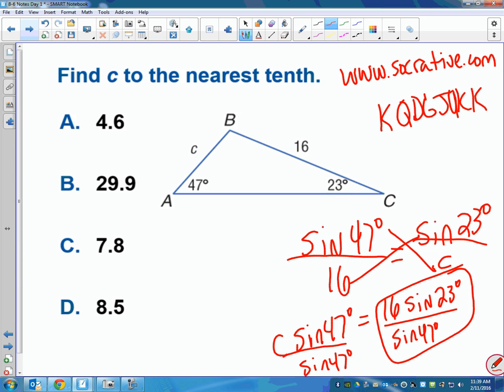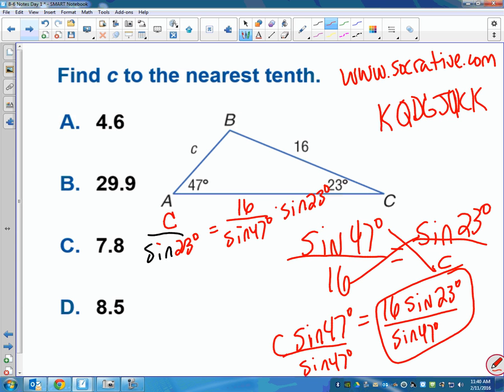And it all depends on how you want to set it up. Just to kind of show you, whenever I'm looking for a side, I always flip it over. So on my paper, I wrote C over sine of 23, so I put the side on top, equals 16 over sine of 47. So then I just multiply it by sine of 23. And notice, it's exactly the same thing. I get 16 times sine of 23 divided by sine of 47. It doesn't matter which way you set it up, as long as the proportions match up.